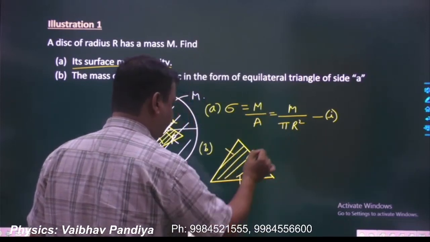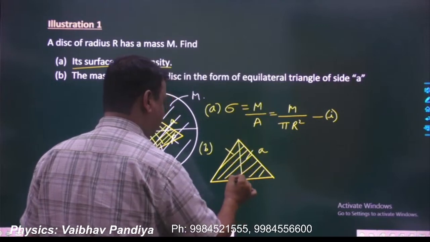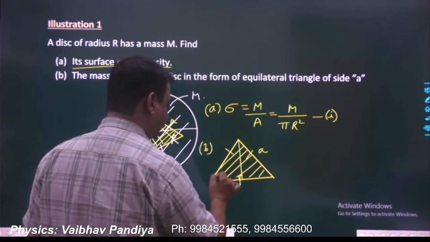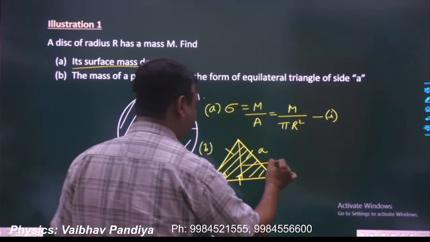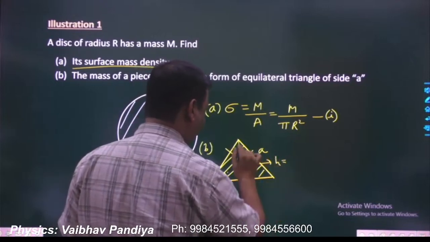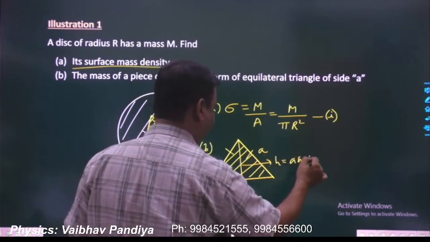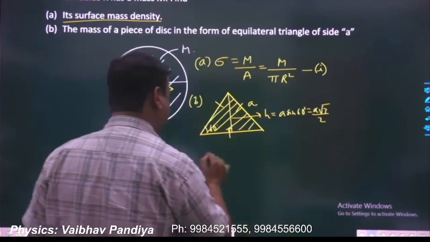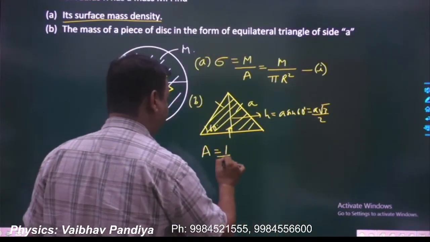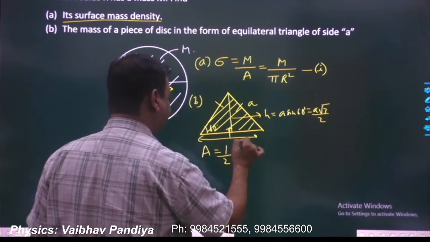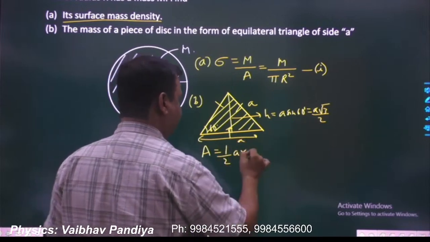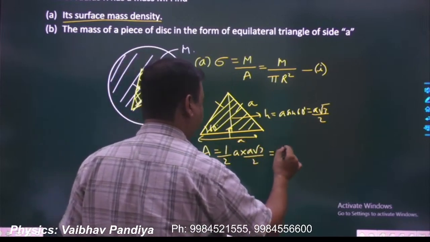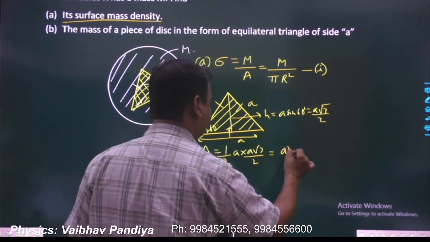So it has a side a, and this is a, and this is 60 degree. So the height will be, we know basic geometry, a sine of 60 degree, that is a root 3 by 2. And we can write the area of the triangle as half multiplied by base. So base is a into height, a root 3 by 2. So the area will come to be a square root 3 by 4.